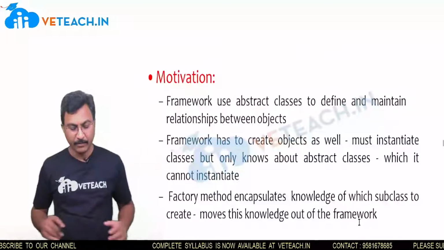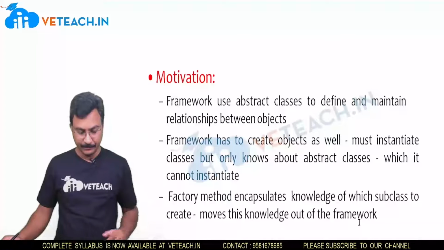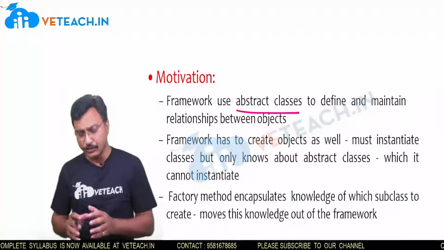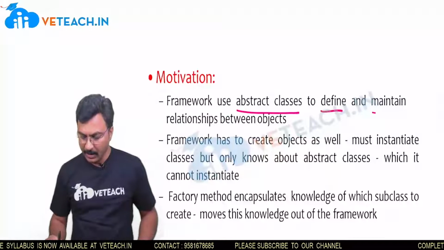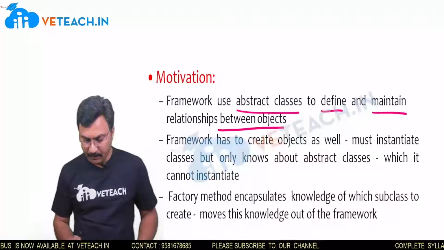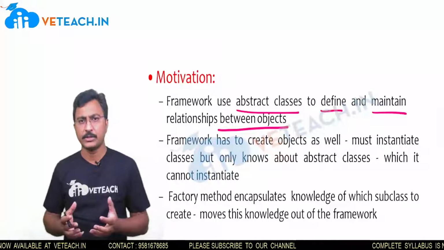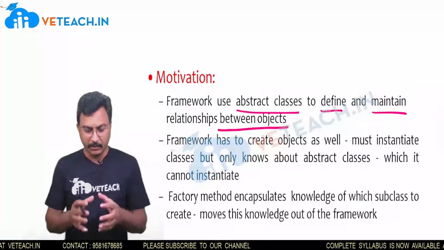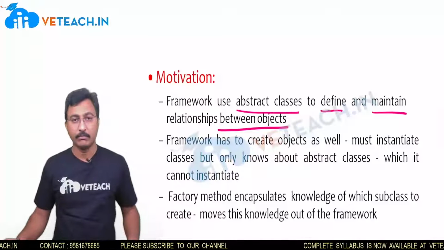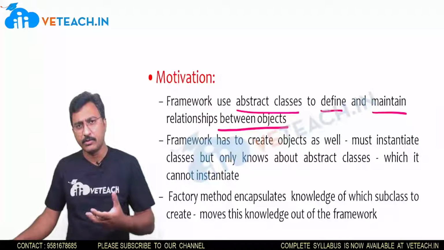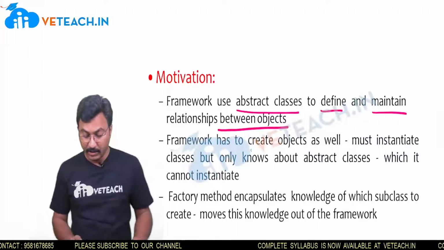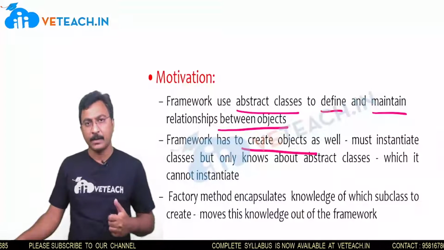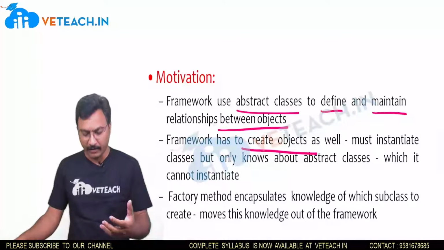Motivation: we will bring in a problem where we will try to create a framework which is using abstract classes to define and maintain relationships between objects. So there are different objects, and those objects have to be defined and maintained in the framework. That's our problem. In that framework, when these objects have to be related together, they have to be initially created. So creation of objects as well has to be taken up by the framework. So there is a lot for a framework to do.